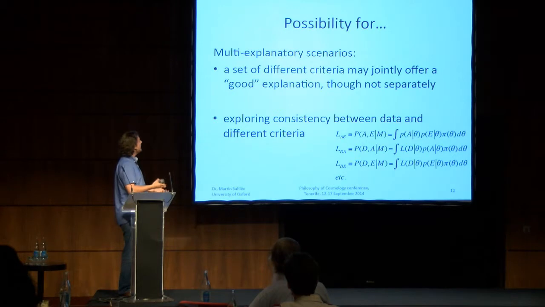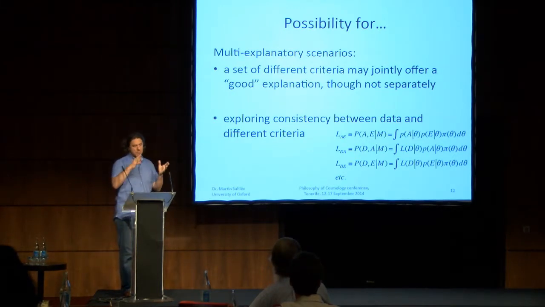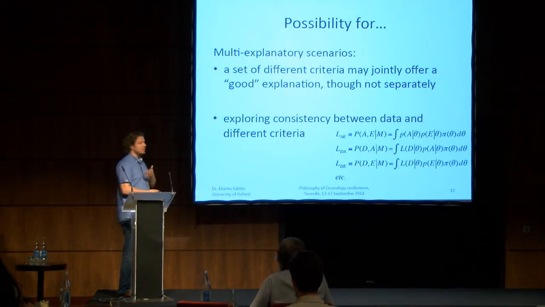So one thing that kind of construction opens a possibility for is some kind of multi-explanatory scenarios. You could imagine a situation where some separate pieces of explanation don't really offer a good explanation, but jointly they would offer a good explanation in someone's view. Now that has problems with it, I think, still, but it could be an interesting construction to consider.